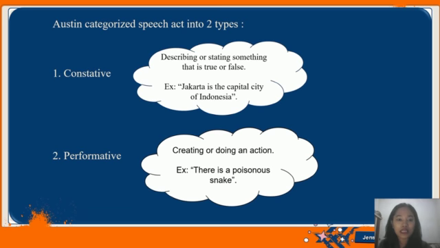The second one is performative. Performative is creating or doing an action. The example is, there is a poisonous snake. In this sentence, the speaker influences the listener to do something.